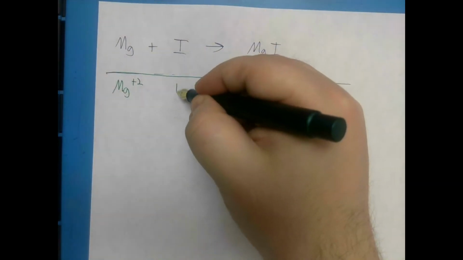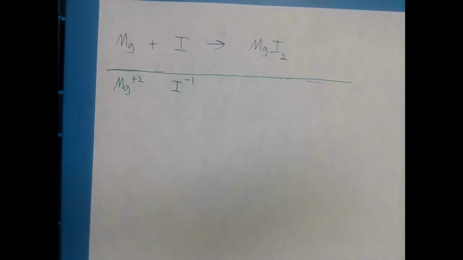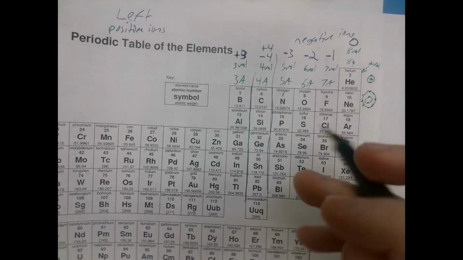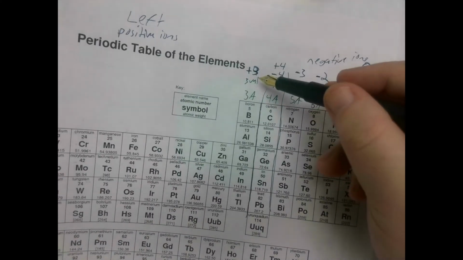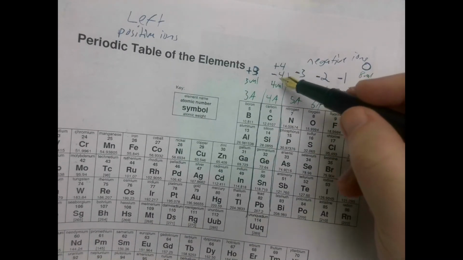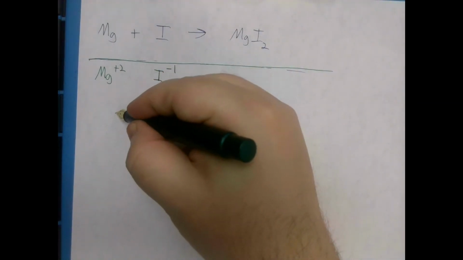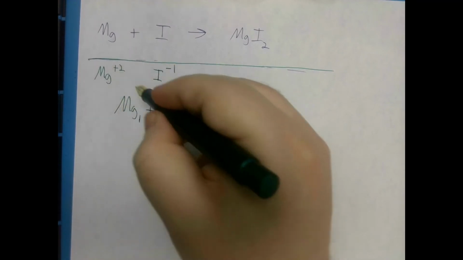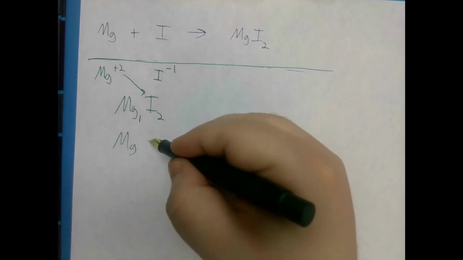What does iodine get? Negative 1. So remember, this group is always plus 1, plus 2, plus 3. This could be plus 4, minus 3, minus 2, minus 1, 0. Then when I write this down, the 1 will come over here, and the 2 will come over here. And we don't write 1, so MgI2.